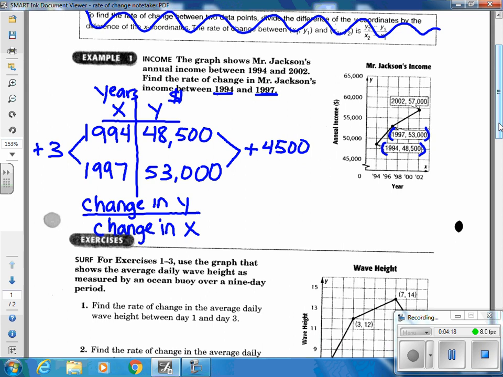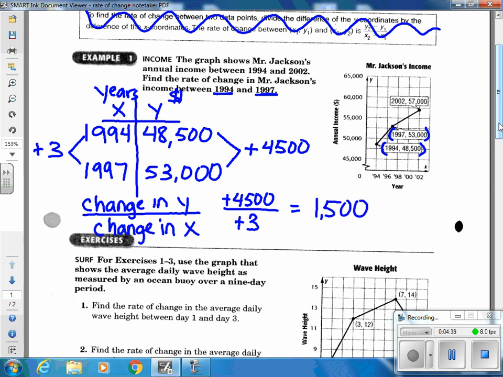Our change in Y value was positive 4,500, and our change in X value was positive 3. Then you have to divide them. Rate of change means how fast it changes. You can't leave it a fraction, so you have to tell me how fast. 4,500 divided by 3 gives us 1,500.